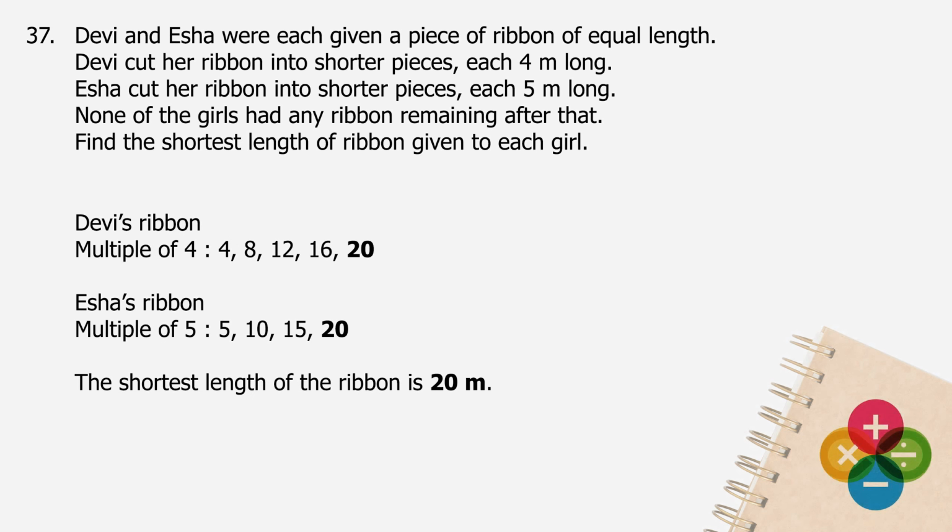We can find the shortest length of ribbon by finding the first common multiple of 4 and 5. The multiples of 4 are 4, 8, 12, 16, and 20. The multiples of 5 are 5, 10, 15, and 20. The first common multiple of 4 and 5 is 20. The shortest length of the ribbon is 20 meters.